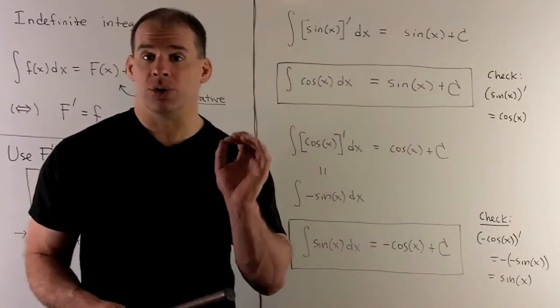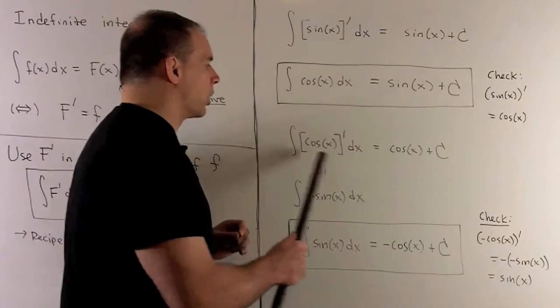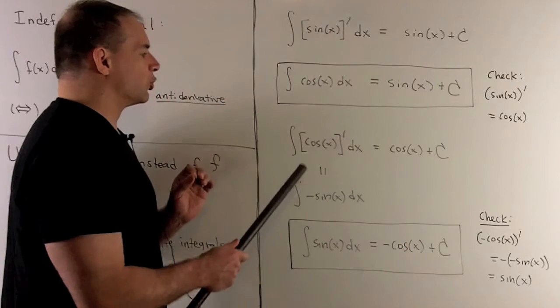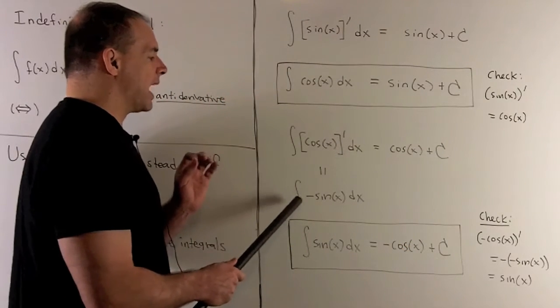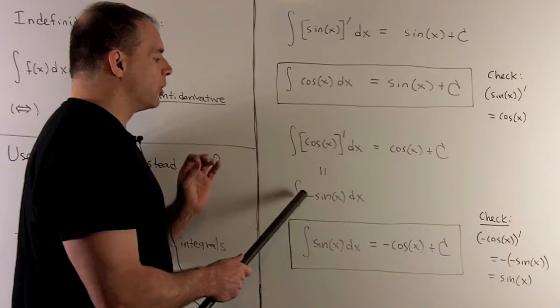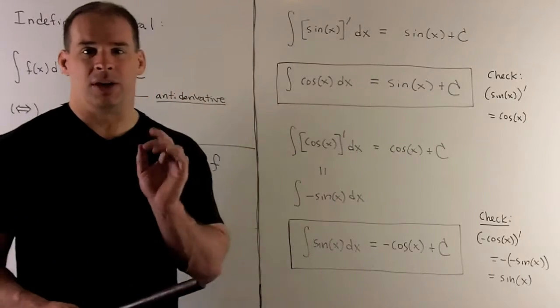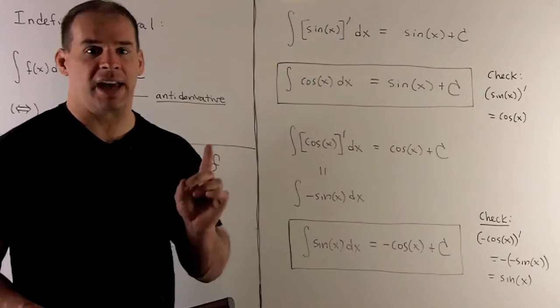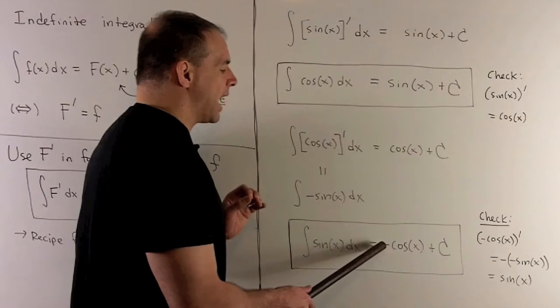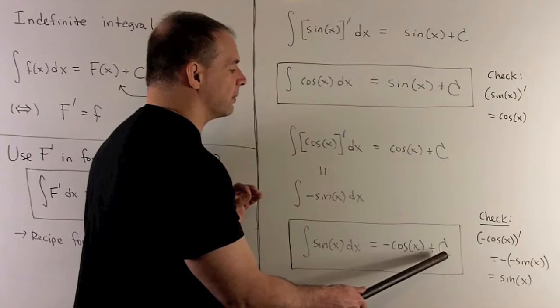If we put in cosine of x, okay, so we get our equation. Then I'm going to take the derivative of cosine of x. That gives me minus sine of x. So if I push the minus sign to the other side, I get the equation: the indefinite integral of sine of x is equal to minus cosine of x plus a constant.